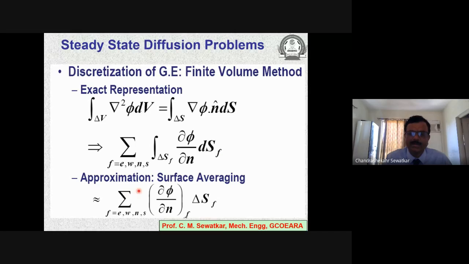So my approximate representation now goes like this. The approximate representation of the integral over delta V of grad square phi dV is the summation over the east, west, north, south faces of del phi by del n at F into delta S_F. This F is either east, west, north, or south, and delta S_F is either delta S_E, delta S_W, delta S_N, or delta S_S.